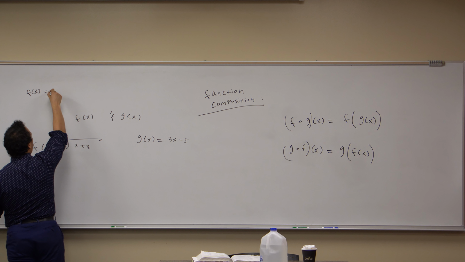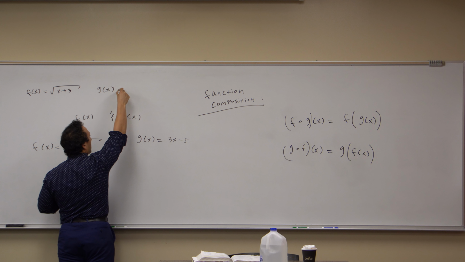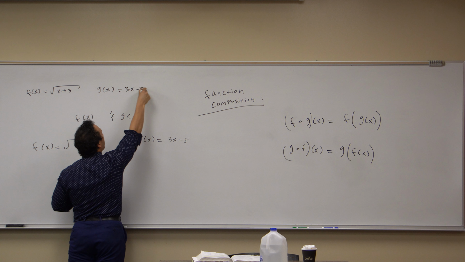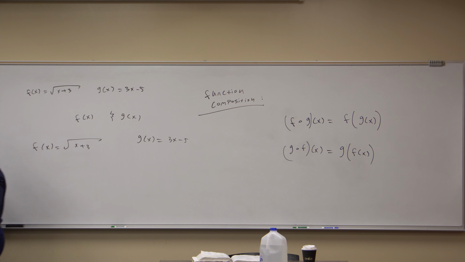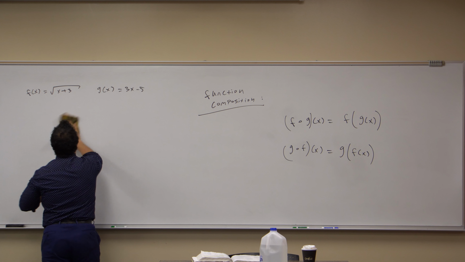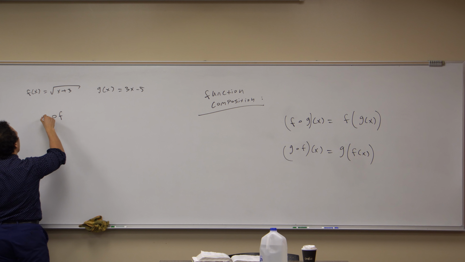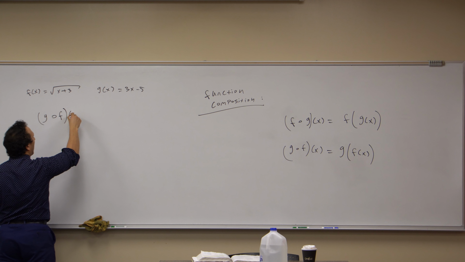F of x is, what do I have? Square root of x plus 3. And g of x, what I have is 3x minus 5. Okay, now I can clear up some room, and I'm just rewriting this stuff, but lower. Okay? What is f composed with g of x?